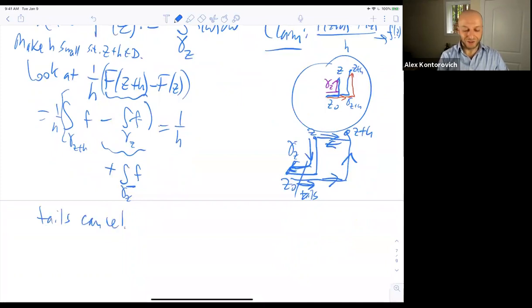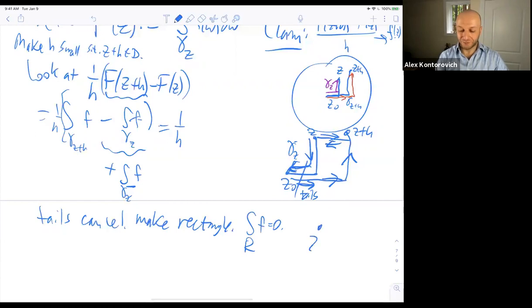Then you make a rectangle. Okay, so we have a nicely oriented rectangle here. What's the integral of f over the rectangle? 0. So the integral over the rectangle of f is 0, as we just proved. And so all that's left is an integral that goes from z across and up to z plus h. But even there, we can add a curve that goes straight line down and straight line up. And now we have an integral over a triangle.